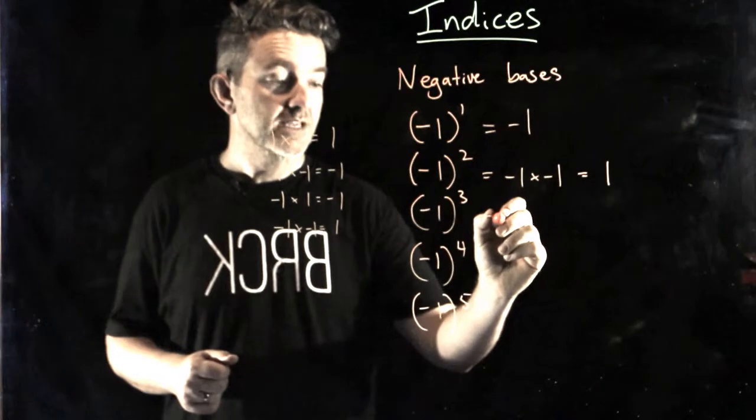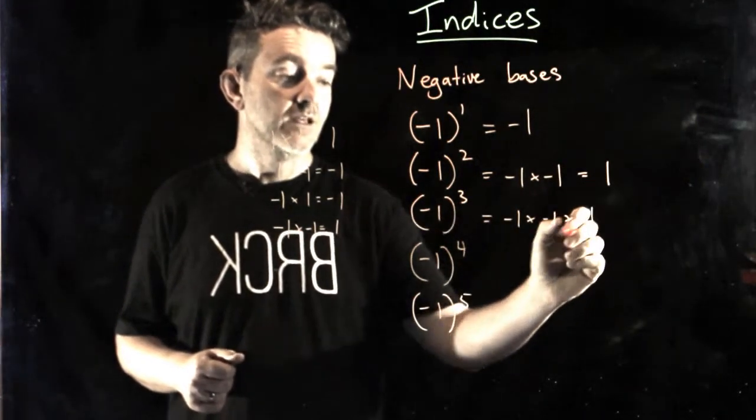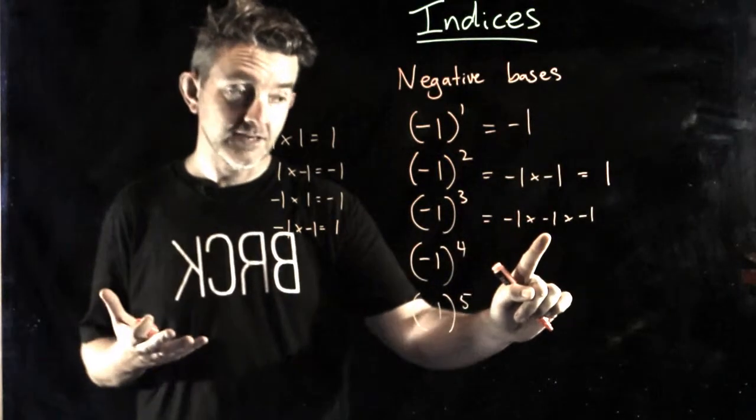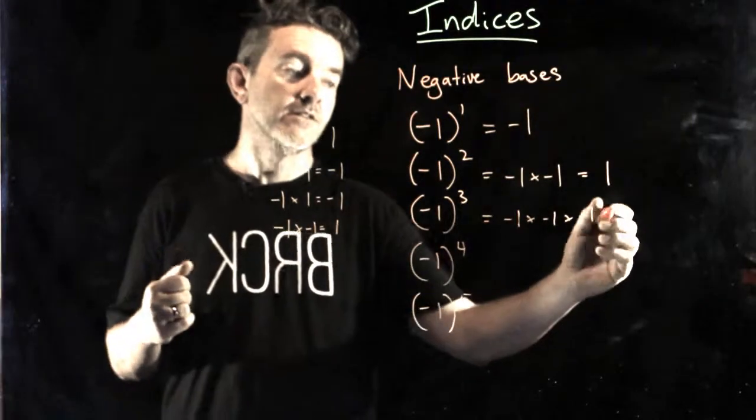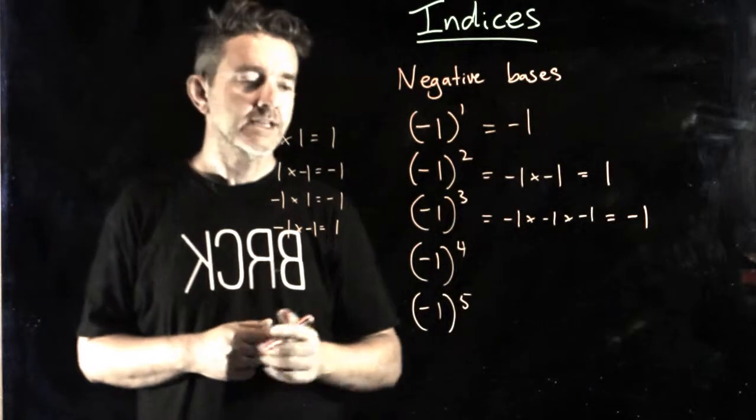-1 to the power of 3 is equal to -1 times -1 times -1. We've already shown that -1 times -1 equals +1. So we've got +1 times -1 is going to equal -1. Not tricky at all, is it really?